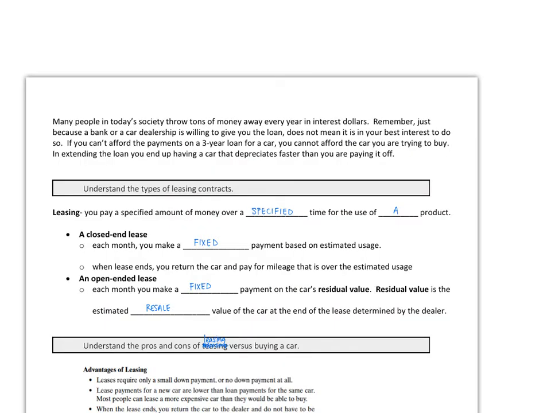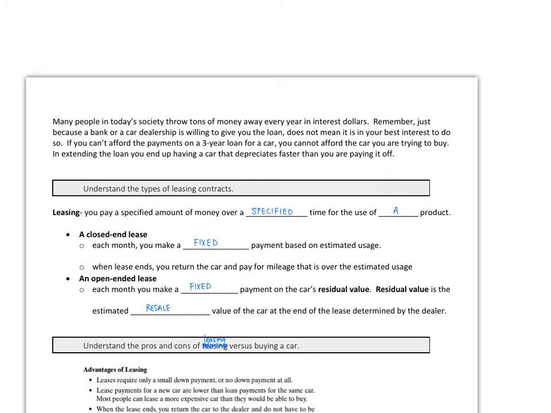This concept of interest is an interesting one because many people in today's society throw tons of money away every year just in interest. You don't get anything in return. So remember, just because a bank or a car dealership is willing to give you the loan does not mean it is in your best interest to do so. If you can't afford the payments on a 3-year loan for a car, you can't afford the car. Think of that as a rule of thumb. In extending the loan, you end up having a car that depreciates faster than you are paying it off because you're paying more interest in the long run.